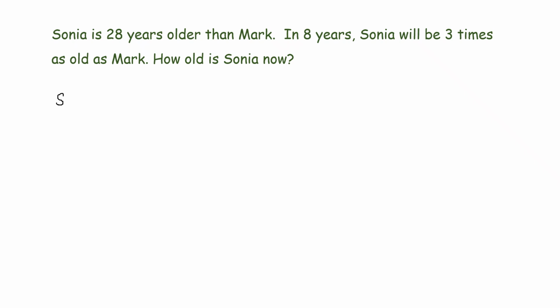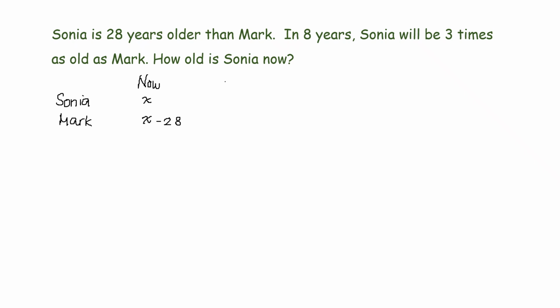Okay, so we have here Sonia and Mark. That's our first column, their names. The next column would be their age now. We don't know how old Sonia is, so we can assign a variable, let's say x. If Sonia is x years old, Mark would be, let's take a look at the first sentence. It says Sonia is 28 years older than Mark, so Mark is younger by 28 years. So that would give us x minus 28.